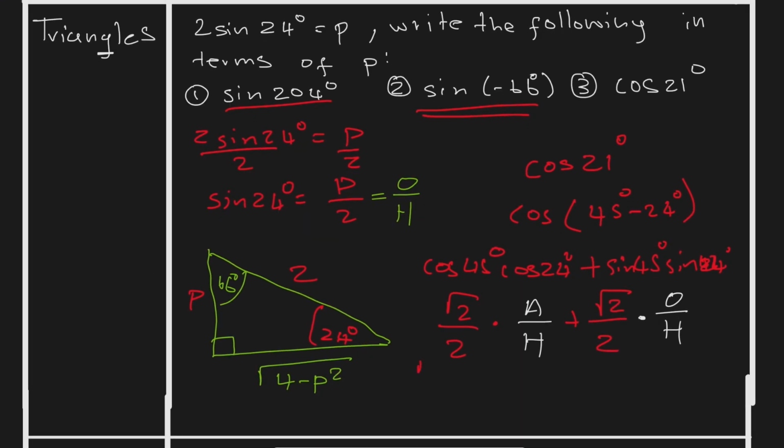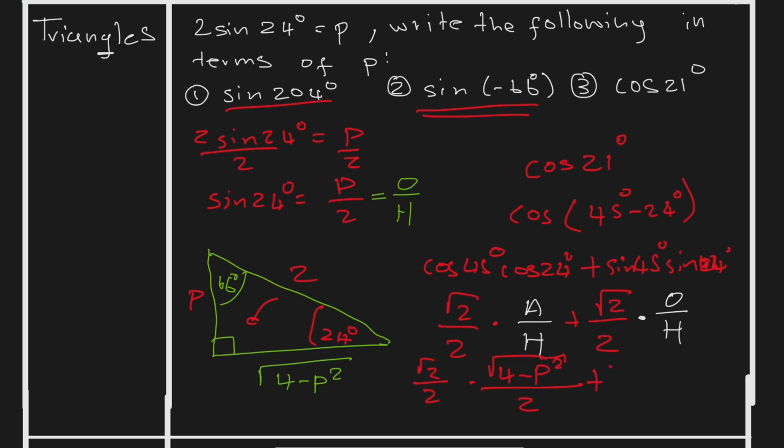We'll say now we have square root of 2 over 2. But what is adjacent over hypotenuse? We must look at the reference angle. The reference angle is 24, so 24 is this part here. So what is the adjacent side? The adjacent side is this side, and that is the square root of 4 minus p squared. And all this is divided by the hypotenuse side, which is always opposite 90 degrees, and that is going to be 2. Then we keep on answering everything.